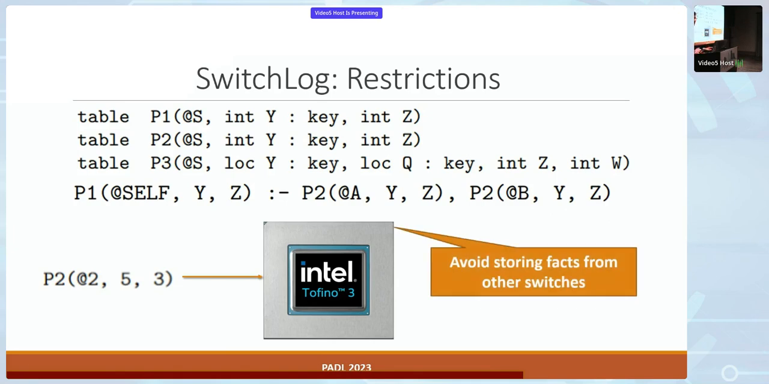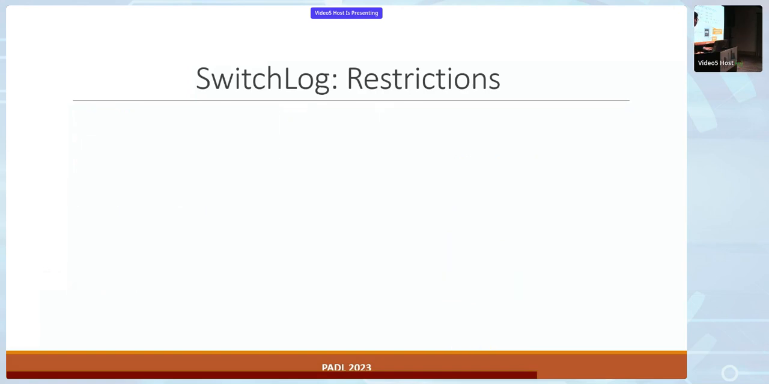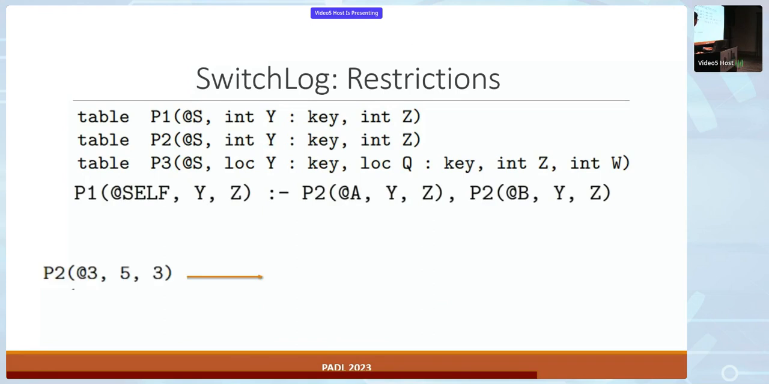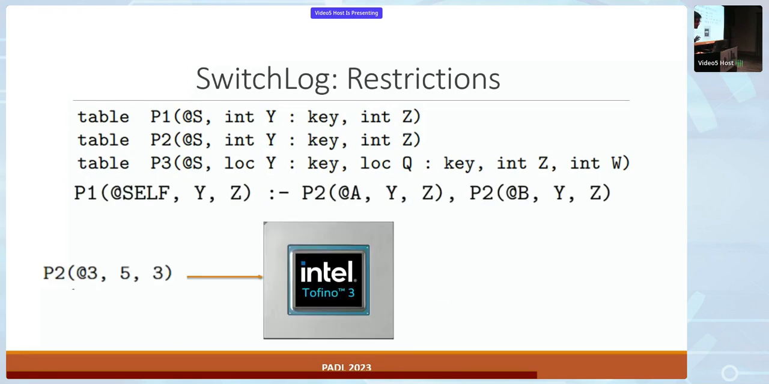So it would be quite bad if we went around storing facts that were coming from other switches. So now I don't store P2 at 253, but I still need P2 at BYZ. So let's say I send out a query for P2 to switch B. And now let's say I get the result of this query. So I have received P2 at 353 from switch B on my switch.